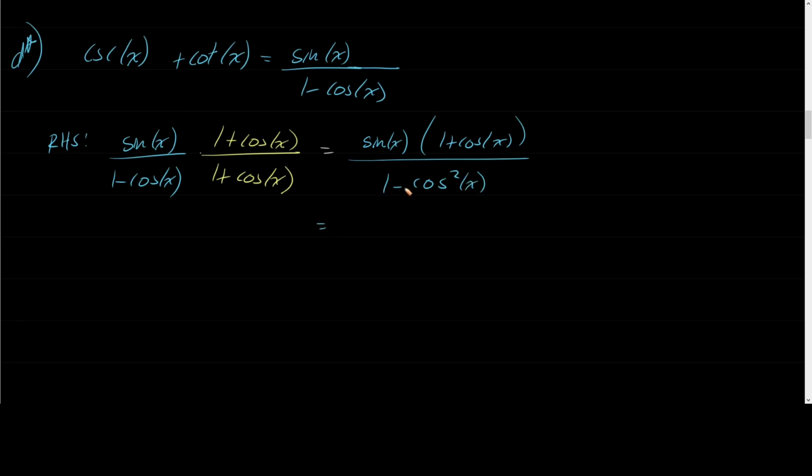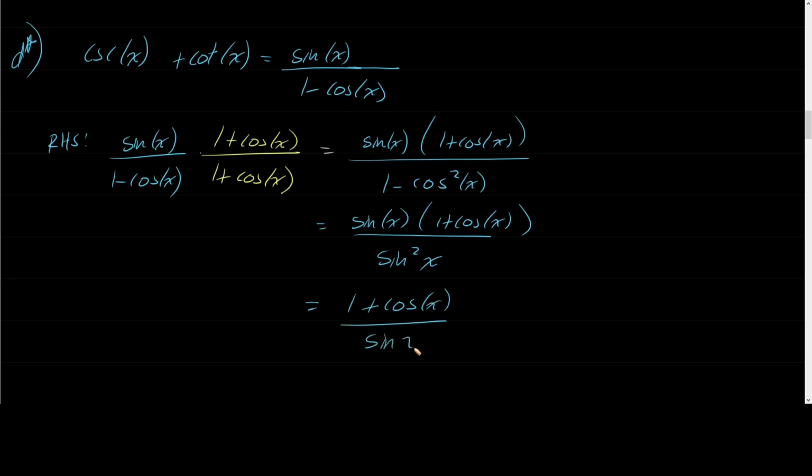However, 1 minus cosine squared is simply sine squared. And since we have a sine x on top, we're going to be able to reduce that, giving me here just simply 1 plus cosine x over sine x. Right, this sine and this sine squared, they reduce to just have a sine on the bottom.